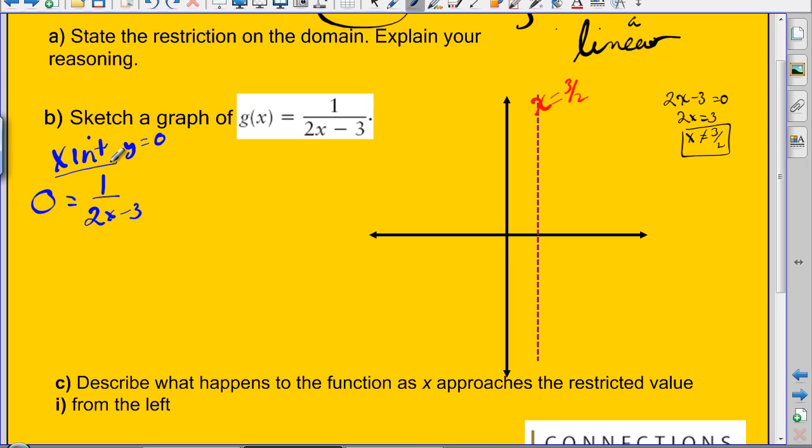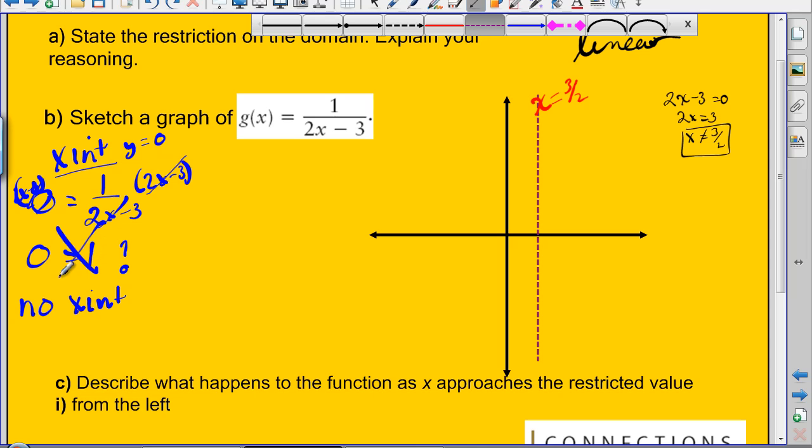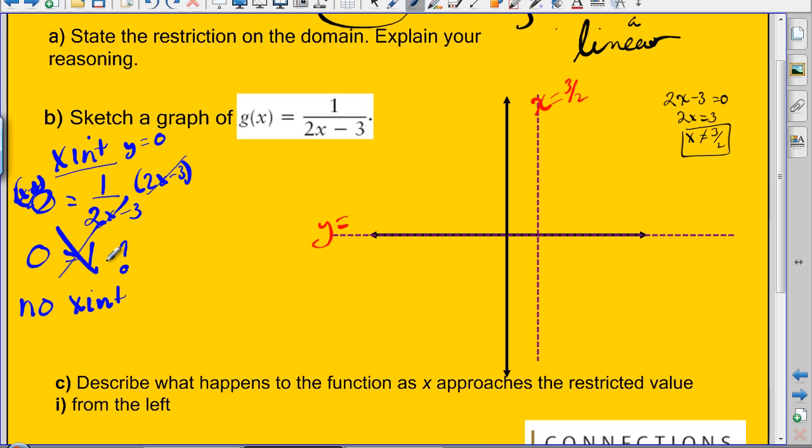When I multiply both sides by 2x minus 3, these will cancel, but any time I multiply anything by 0, I will get 0 is equal to 1, which doesn't make a whole lot of sense. But what that tells us is that there are no x-intercepts. So if there's no variable to solve for, then there's going to be no x-intercept. When that occurs, you are also going to have a horizontal asymptote, and that asymptote is going to be located at y equals 0.